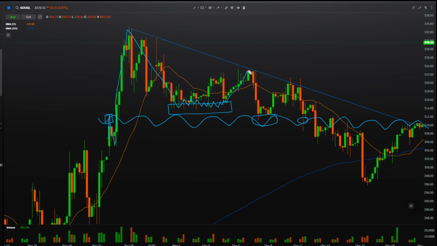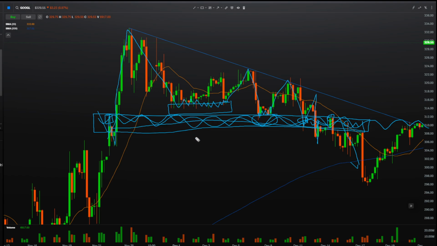Holding it. Consolidating. Coming back down. Boom. Testing it again. Coming back up. Testing it again. Whenever it broke, it came back up to test it. Rejected this area. Pushed back down. So this whole area here is strong. This whole area here is pretty much holding as the structure.